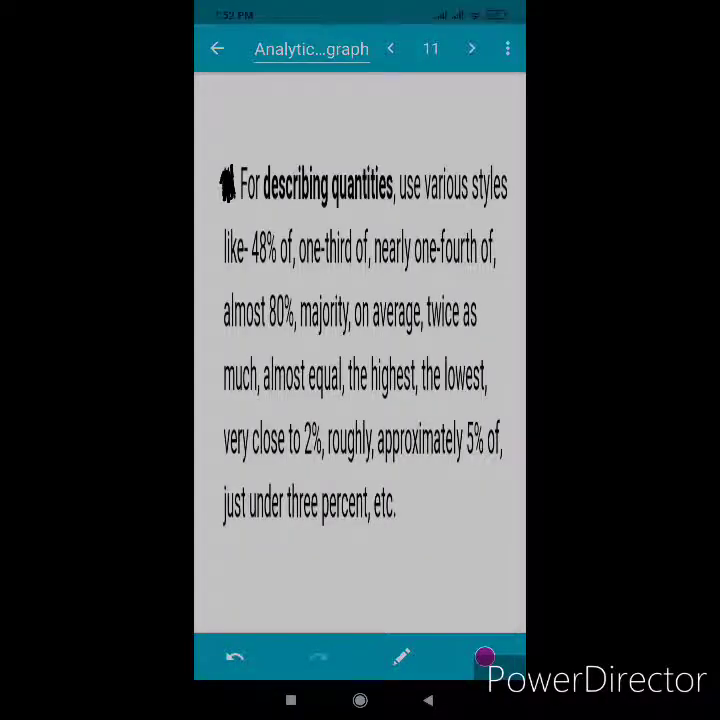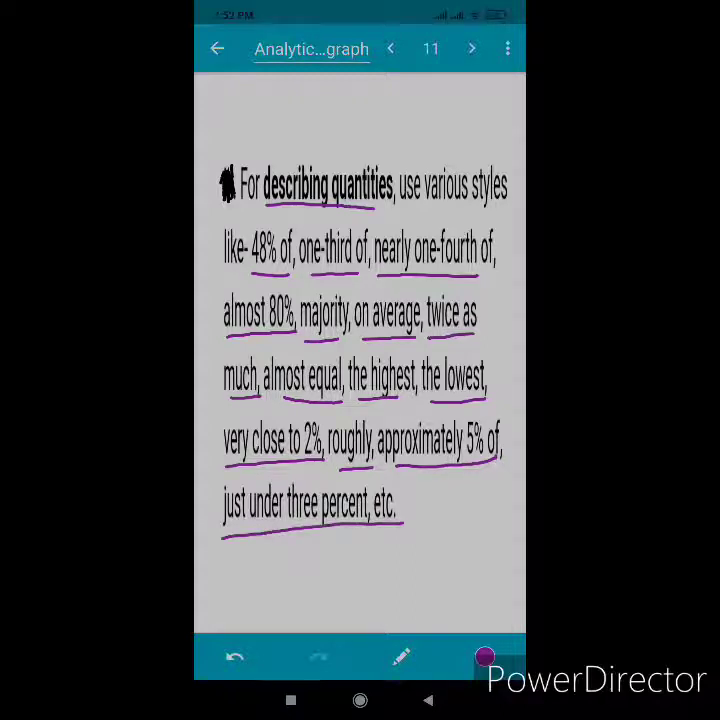If you want to describe the quantities, then use various styles like 48%, 1/3, nearly 1/4, almost 80%, majority, on average, twice as much, almost equal, the highest, the lowest, very close to 2%, roughly, approximately 5%, just under 3%, etc. In this way, you can write the quantities.